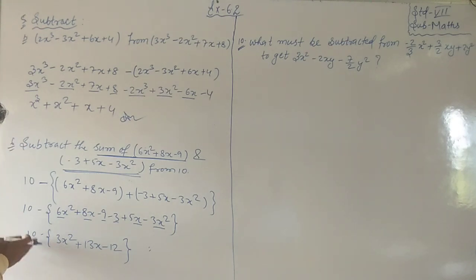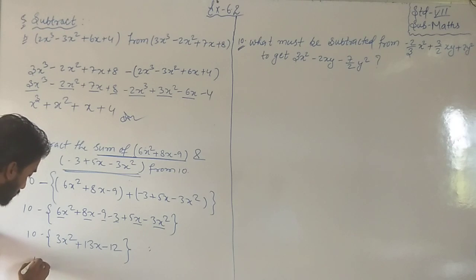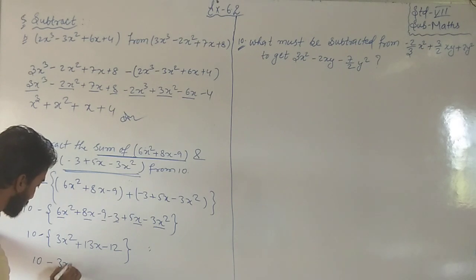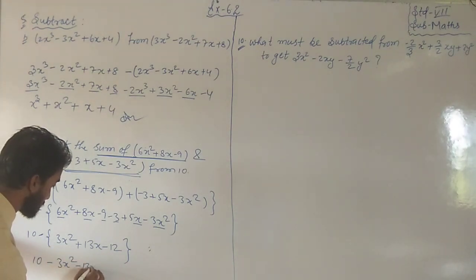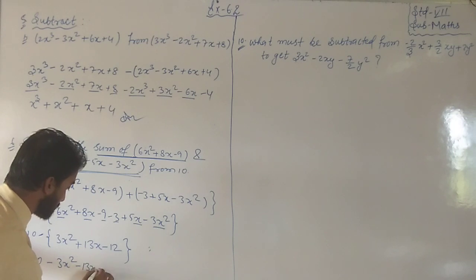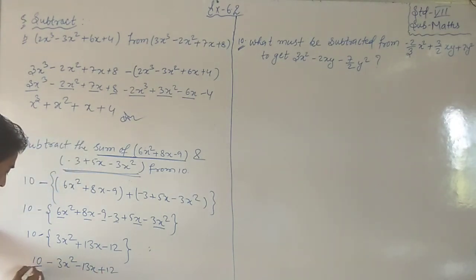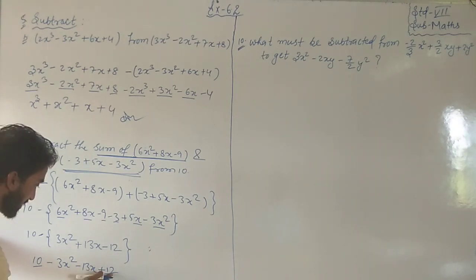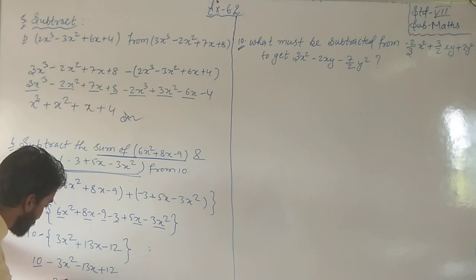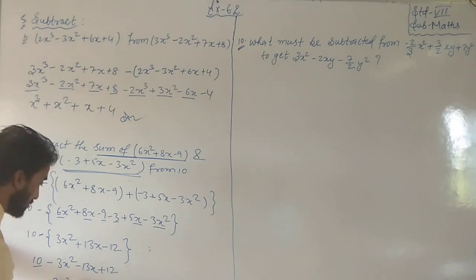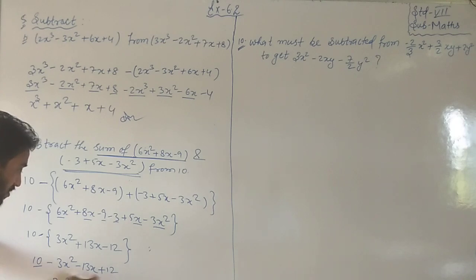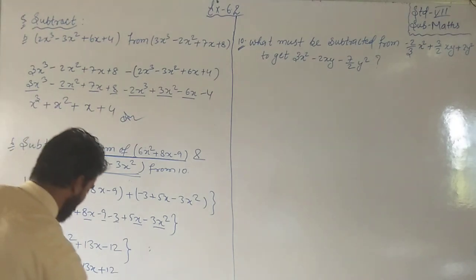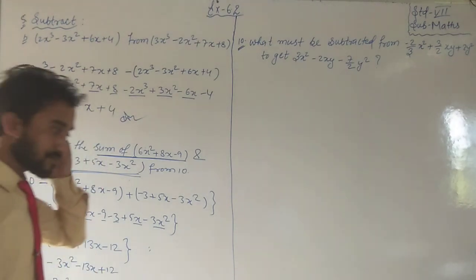See, now the question says 10 subtract this expression. What will you do? 10 minus: this negative sign will multiply with all terms. So minus 3x square, minus 13x, plus 12. So students, 10 plus 12: what will the answer be? So we can say minus 3x square minus 13x plus 10 plus 12. What will the answer be? Plus 22. So it is your answer.